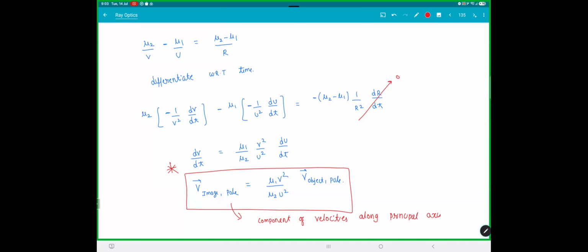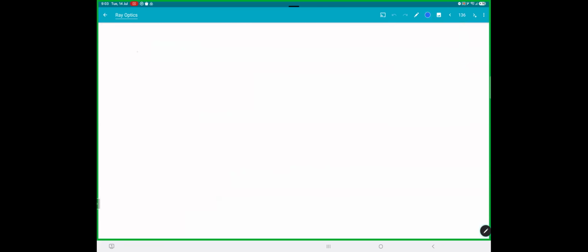I know mu1, I know mu2, I know u, I know v, I know everything. Dump it there, you'll get the answer there. What about the other one? We use the magnification formula. Magnification is height of the image by height of the object, which is minus mu1 v by mu2 u. So from here we get height of the image will be minus mu1 h naught by mu2 into v by u.